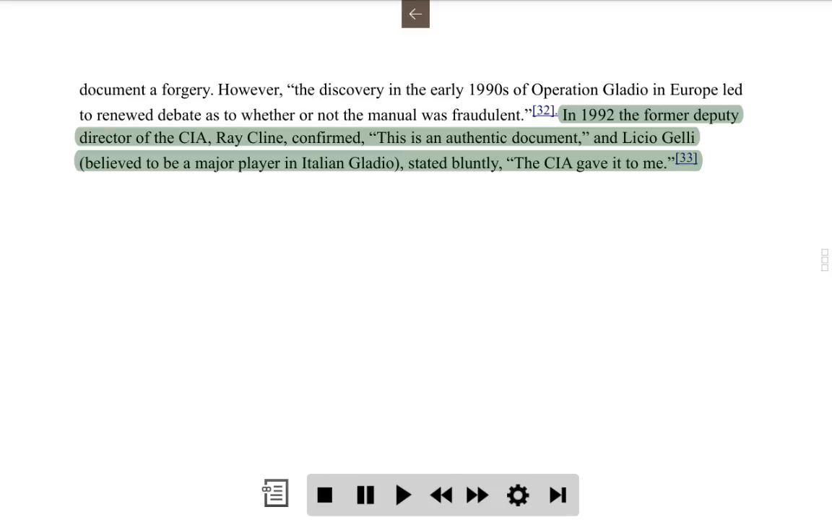In 1992 the former deputy director of the CIA, Ray Cline, confirmed, "This is an authentic document," and Licio Gelli, believed to be a major player in Italian Gladio, stated bluntly, "The CIA gave it to me." 33.